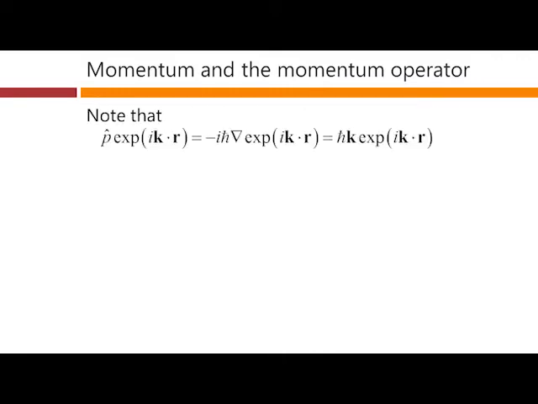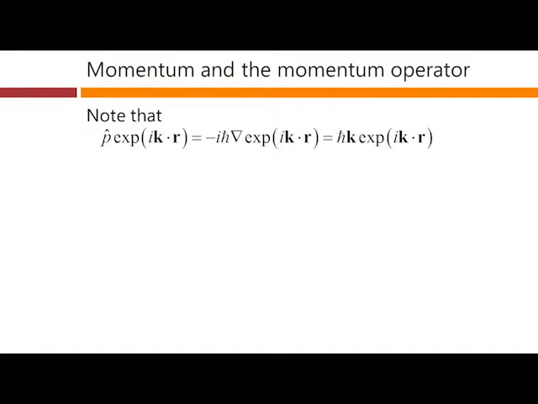Now, note that if we operate on the state e to the i k dot r with the momentum operator, that would be minus i h bar times the gradient of e to the i k dot r. If we take the gradient of e to the i k dot r, using the components in each of the different vector directions, we're going to get i times k e to the i k dot r. And that i times the minus i we had here just gives us 1. So the effect of minus i h bar times the gradient on e to the i k dot r is to give us h bar k times e to the i k dot r.